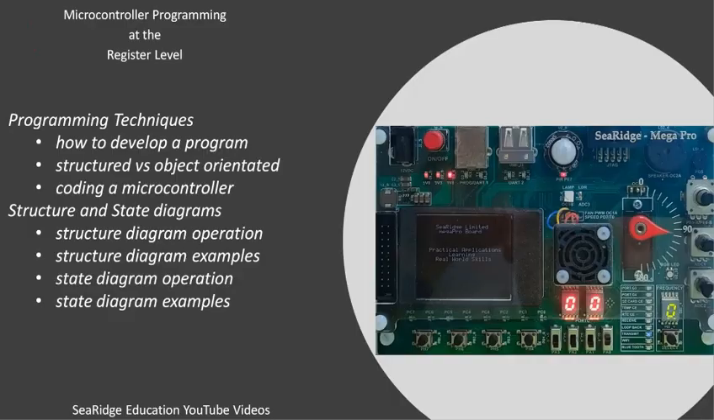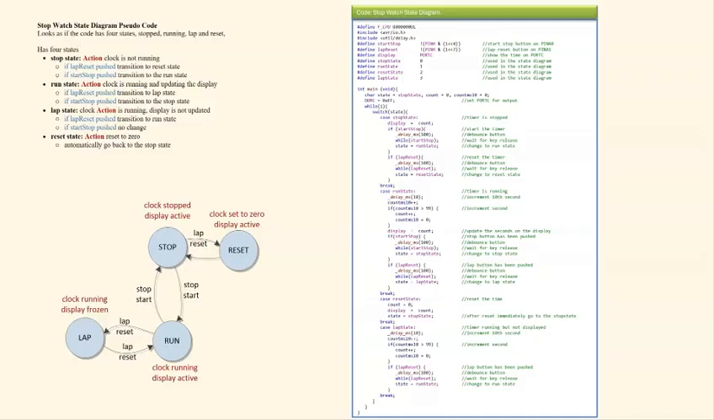I show programming techniques. I show how to develop a program. I compare structured versus object-oriented programming and how to code a microcontroller. And we look at structure and state diagrams, looking at how to draw them and coding examples. The example shown here is a stopwatch using a state diagram. We have the pseudocode, the state diagram, and the code from the state diagram.